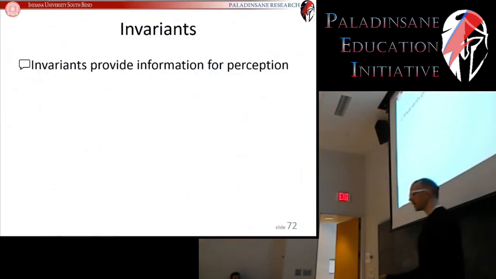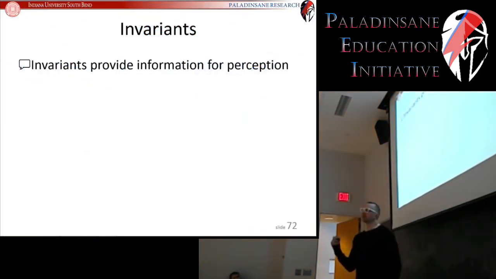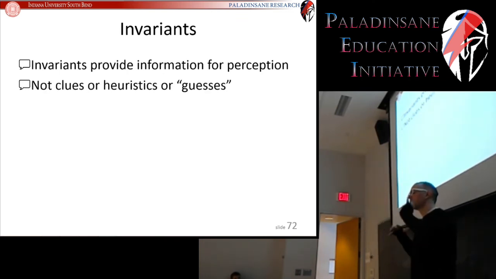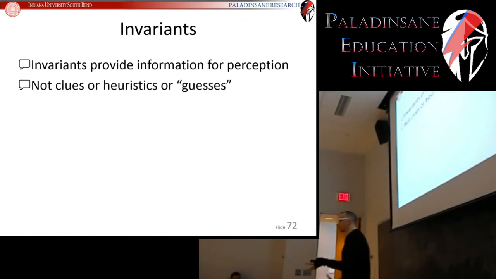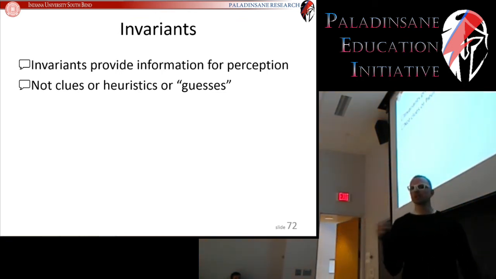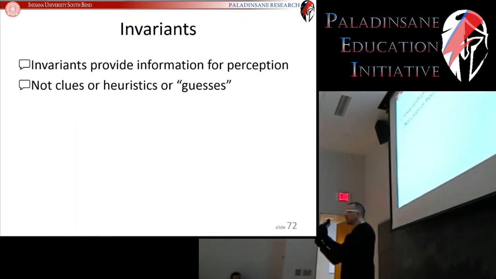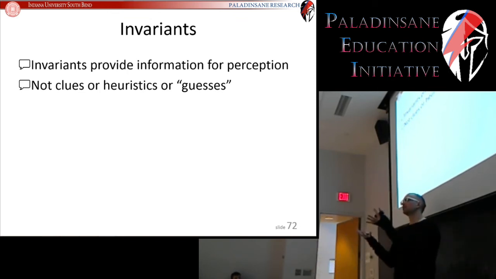Any questions on the road, off the road? All right, so these invariants, again, they're what provide information for perception. They're what let us know about the world that we're living in. They're that direct information that we pick up. And notice that they're not clues or heuristics or guesses. They're not anything that needs inferences. They don't need top-down processing. They can be very direct from the bottom up.